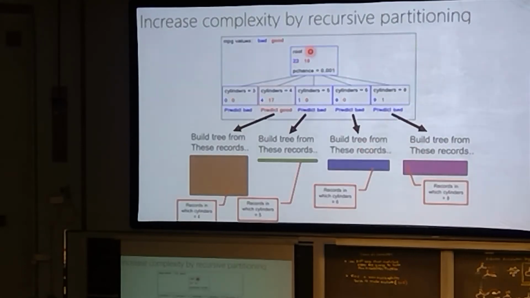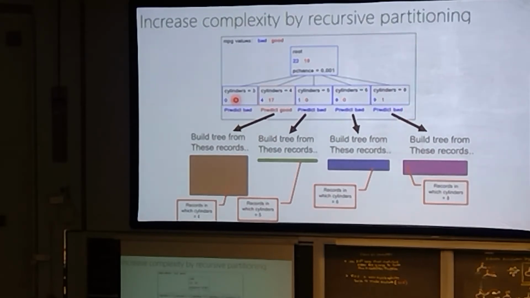So imagine that we picked cylinders as the first feature to split on, and cylinders has the values 3, 4, 5, 6, and 7, and this is how many data points of each class lie in each of those buckets. If this was the only thing we use, then the prediction for this bucket would be bad. I guess there's a tie here, so when there's a tie, you can just arbitrarily flip a coin. In this case, there's more good, so the prediction would always be good, and so on and so forth.